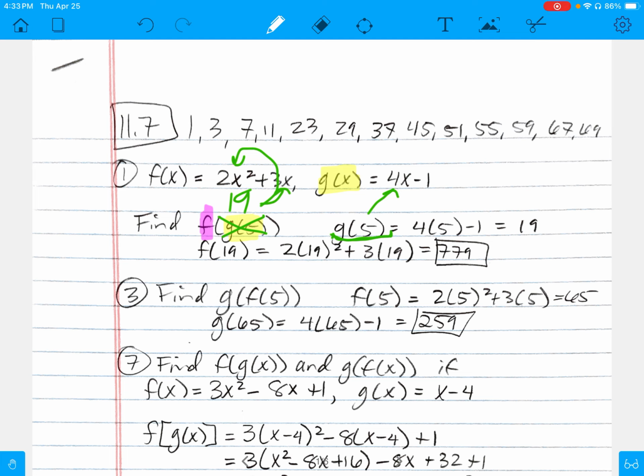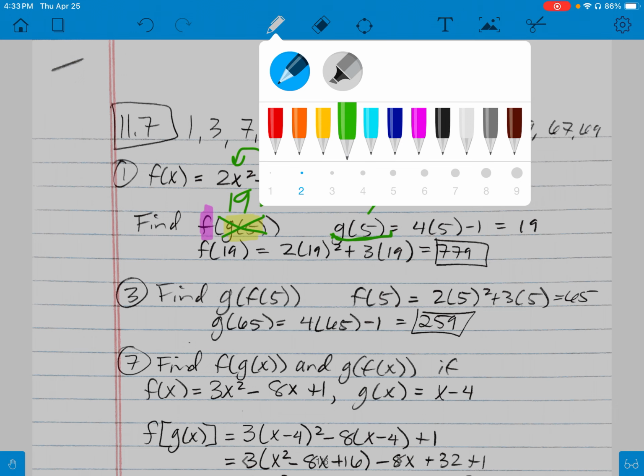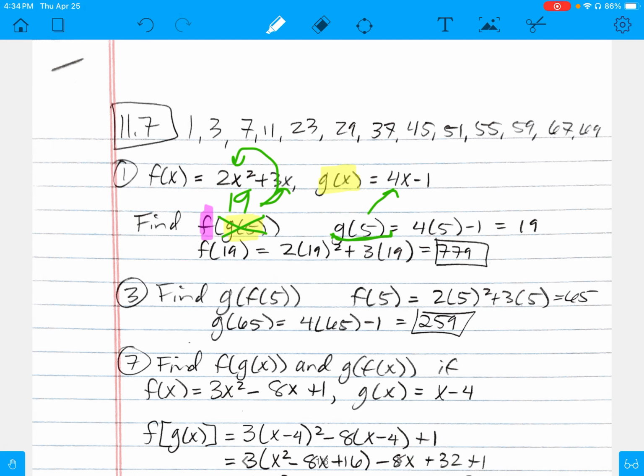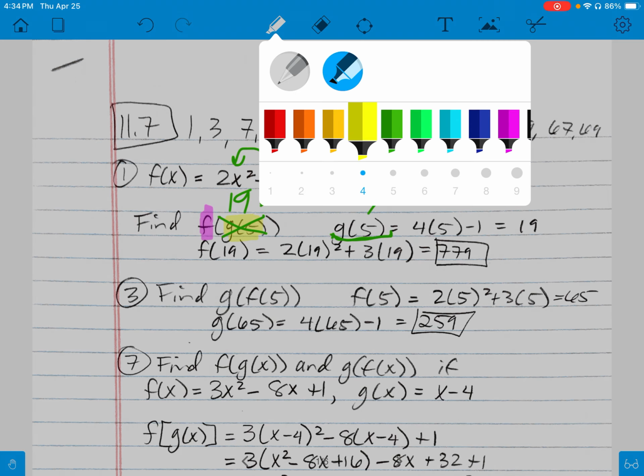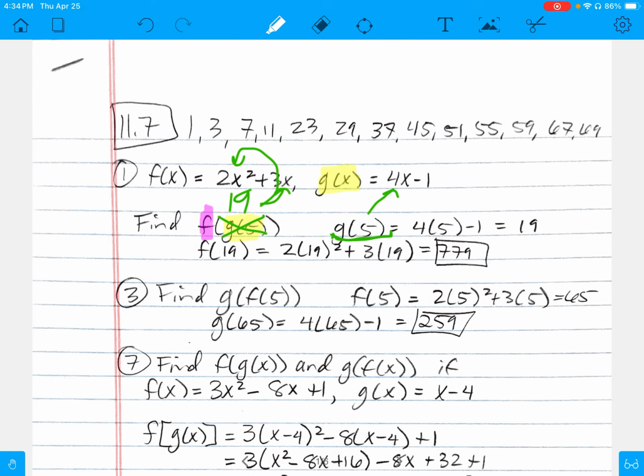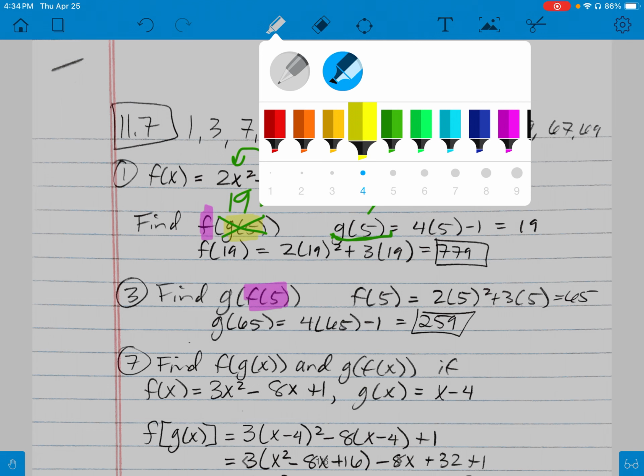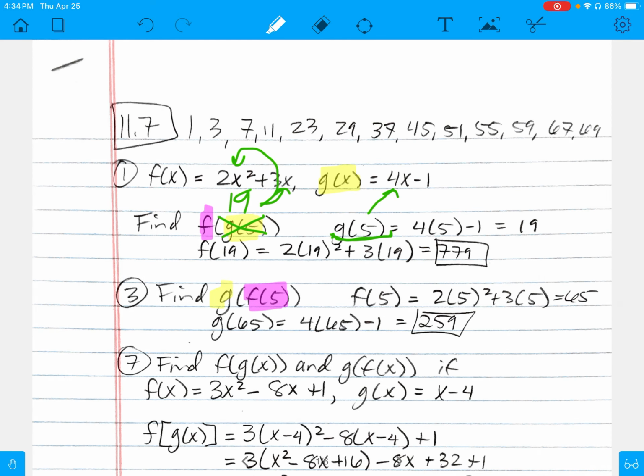Problem number 3 is basically the same thing, and we're even still using the same functions. Only this time, when we're doing it, it is the f function that is on the inside, and then the g function that is on the outside.